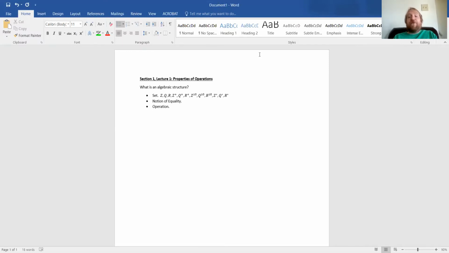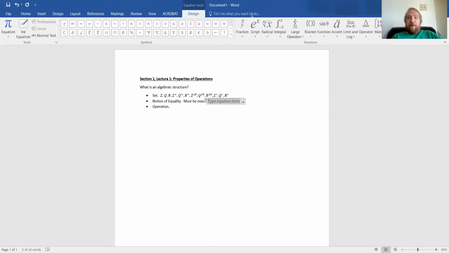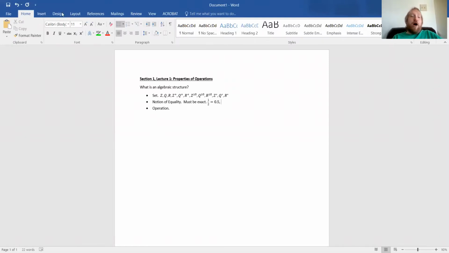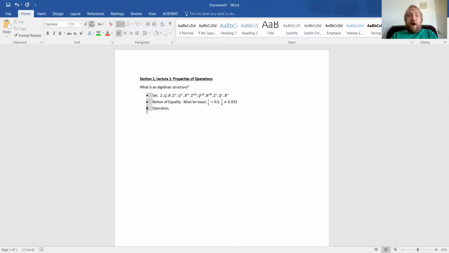As far as the notion of equality goes, equality has to be exact. For example, it is correct to say 1/2 equals 0.5, but it is not correct to say that 1/3 equals 0.333. Numbers for us have to be exactly equal to be equal.